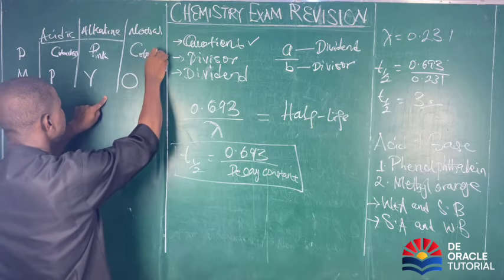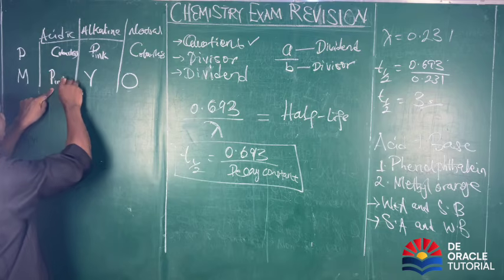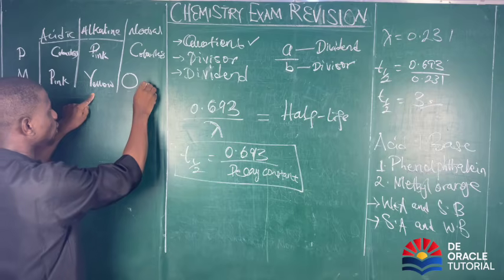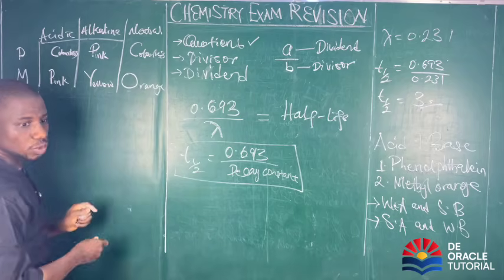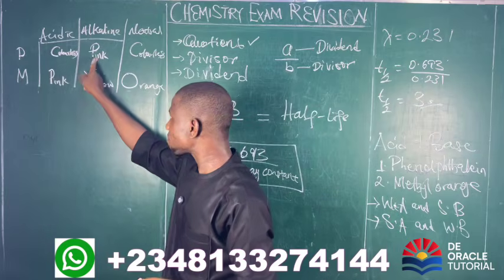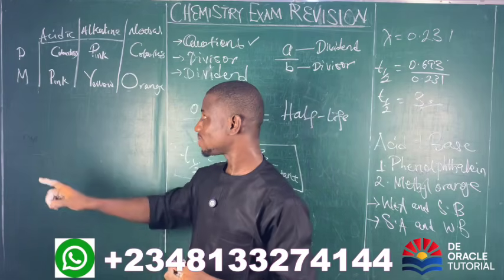Colorless. But in the case of methyl orange, in acidic solution, it is pink. In alkaline solution, it is what? Yellow. In neutral solution, it is what? Orange. Does that make sense to you? Now, I want you to get something in mind. In some textbook, these places we have pink, you may see them writing red. Is that clear? So take note of that, please.